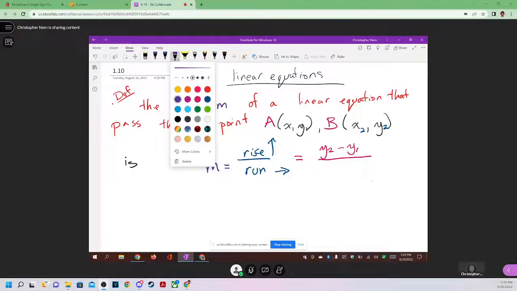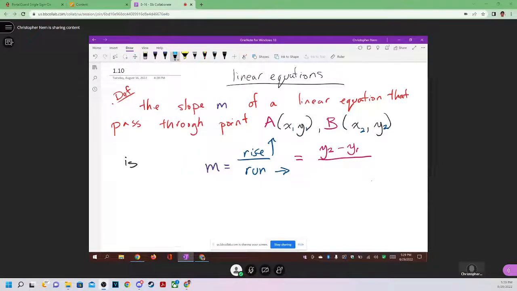And then your run is going to be calculated as x2 minus x1. So I'm subtracting the x coordinate of point A from the x coordinate of point B. All right, great. Now let's do an example of what this means.